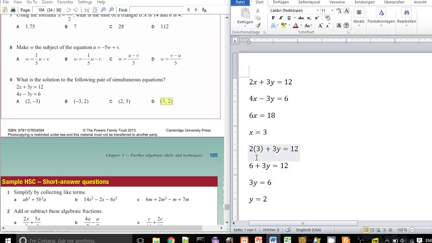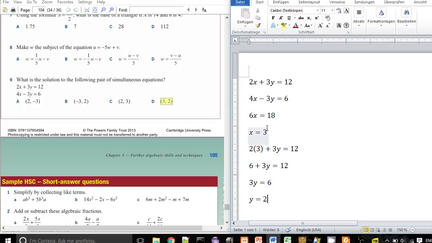You can even do this without writing these steps. Just say, okay, x is 3, 2 times 3 is 6. So 6 plus 3 times something is 12. So 6 plus something, it must be 6. This has to be 6 as well. So 3 times what is 6? 2. It's actually very logical.